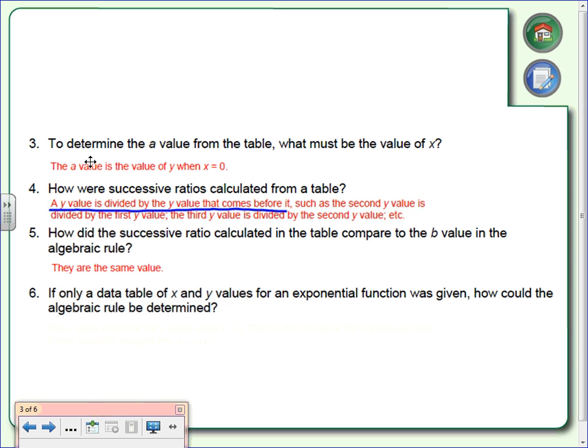Well, where did I say you can find the a? Right next to 0. Where did I say you can find the b? Successive ratio. So, yes, we can write the rule simply by having a table. The first part is the a. The a value is simply the number right next to 0. The b value is our successive ratio, in other words, dividing one y value by the previous y value.